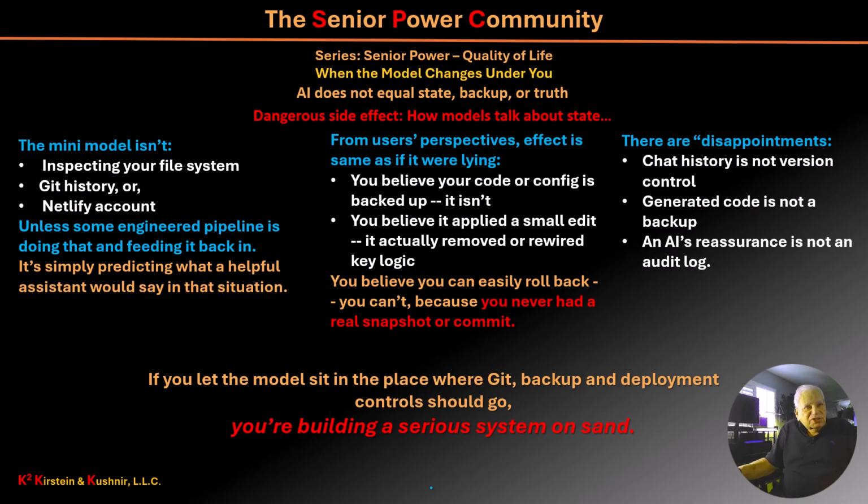AI does not equal state, backup, or truth. One of the most dangerous side effects of this is how models talk about state. Models, especially smaller or weaker ones, will often very confidently say things like, I've saved that for you. Your app is backed up. Here is the same code as before with only the requested changes. I didn't remove anything important.